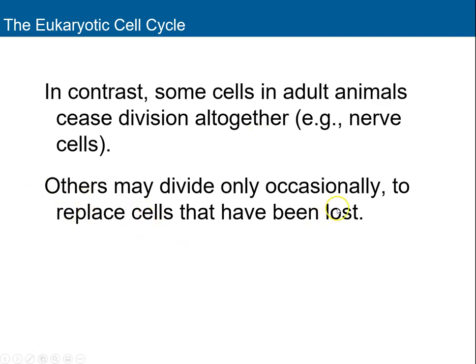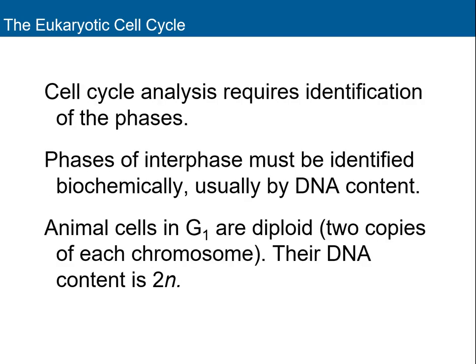Okay, so it says others may divide only occasionally, that have to replace cells that have been lost. So again, it depends on what tissue type you're talking about, what cell type you're talking about, in terms of how much cell proliferation is going on, and how quickly they move through that cell cycle. There's lots and lots of variation.